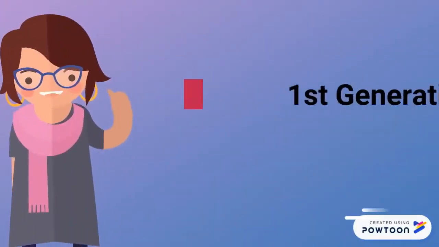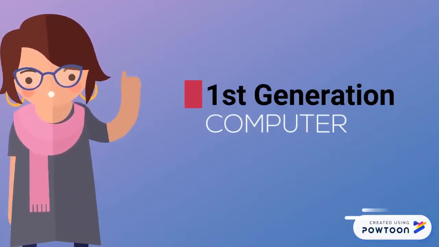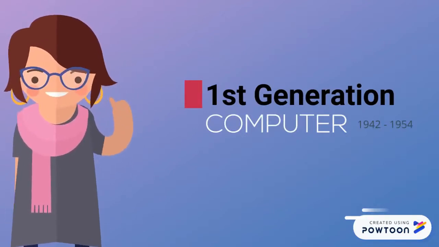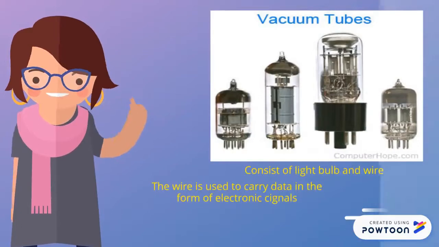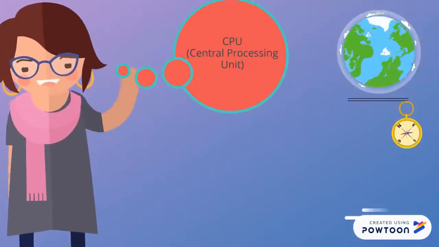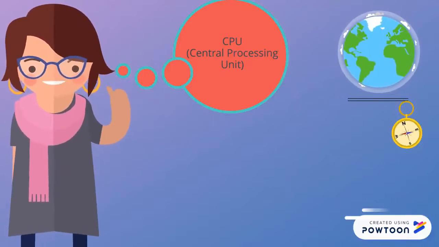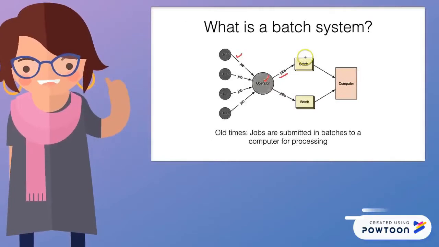We're going to tackle the first generation of computers. First generation computers are between 1942 and 1954. This generation of computers started with using vacuum tubes as the basic component for the memory and circuitry of the CPU, or Central Processing Unit. In this generation, mainly batch processing operating systems were used.